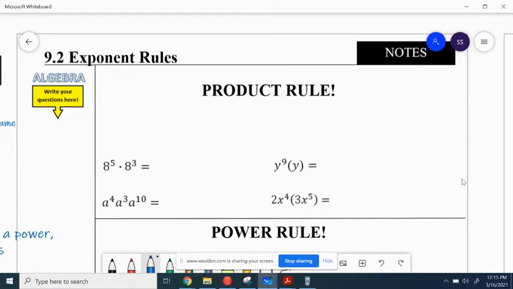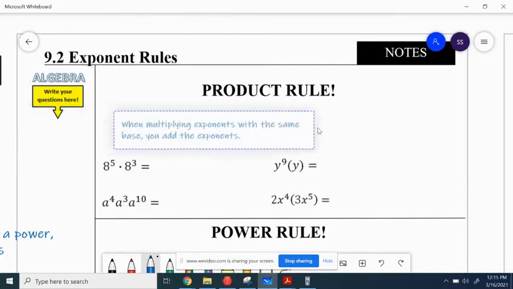Okay, this is 9.2 Exponent Rules. So we're going to be looking at various operations on exponents this week. We're going to start with the product rule. And so the word product refers to the answer to a multiplication problem. Okay, so this is when we're multiplying exponents.